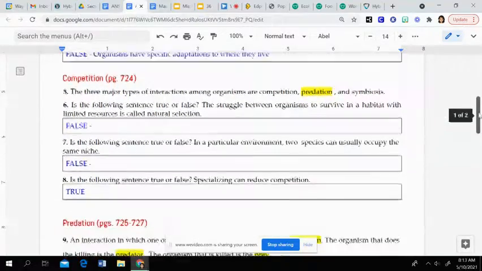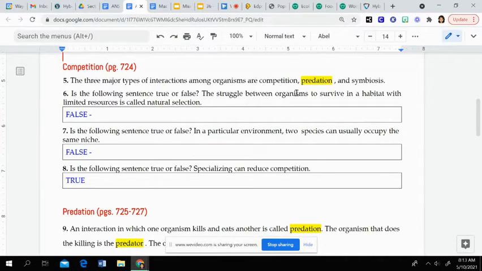Then the 3 major types of interactions among organisms are competition, predation, and symbiosis. Then the struggle between organisms to survive in a habitat with limited resources is called natural selection. This is false. It is competition. Okay, so organisms are not necessarily fighting against each other in a competition, but they're fighting for the same limited resources, such as space, food, water, shelter, things like that.